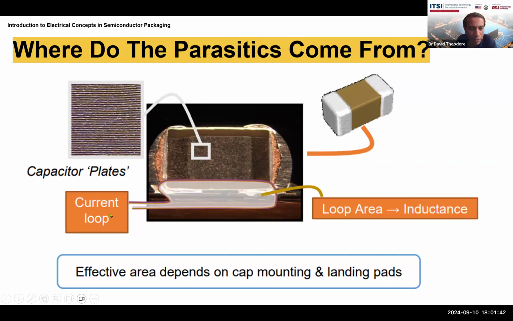So in this case, you can see the current loop that's described here. Current is traveling in the line at the bottom, then going up here through the capacitor, and then coming back out. Since it's completing a loop, that creates a loop area where current is going in a loop, and that creates inductance in addition to the capacitance, the charge storage and release. The effective area of the capacitor depends on the capacitor mounting and the landing pads. That's down here, where the landing pad is the pad onto which you're putting the capacitor and making the contact.